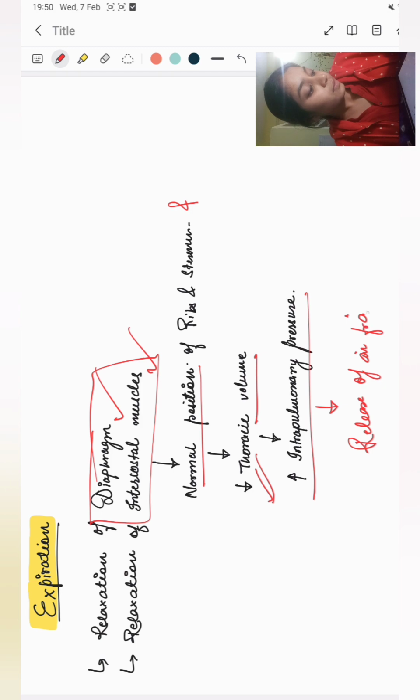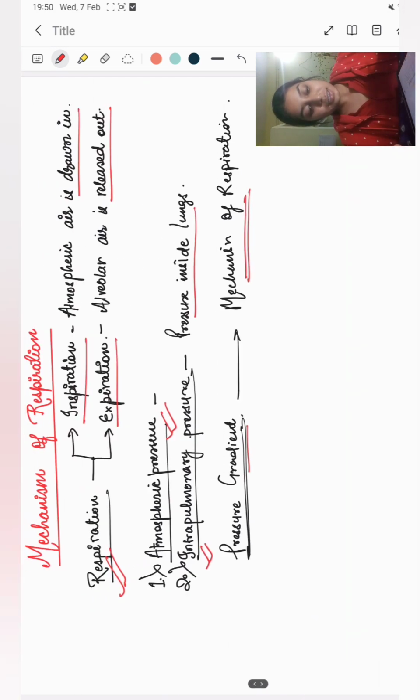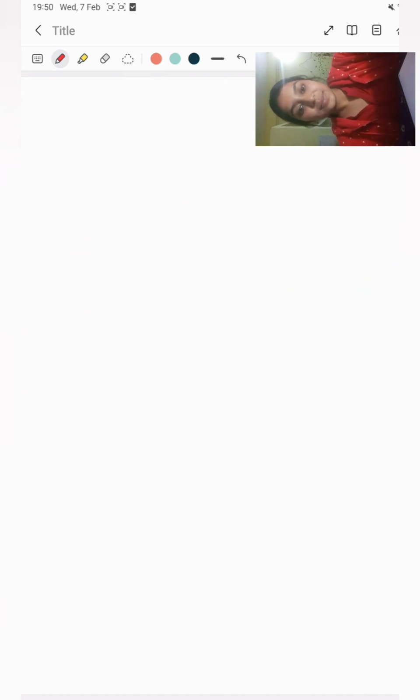So this is the basic mechanism of the respiration. We can see it. Okay, thank you so much.